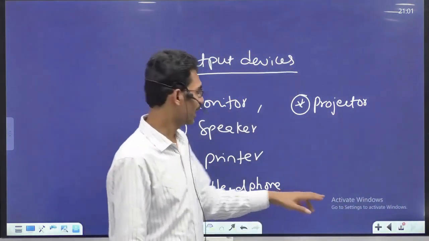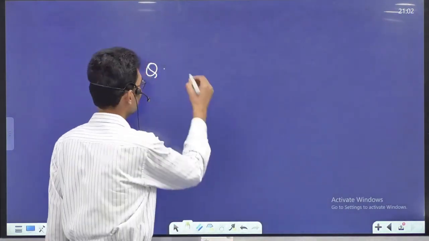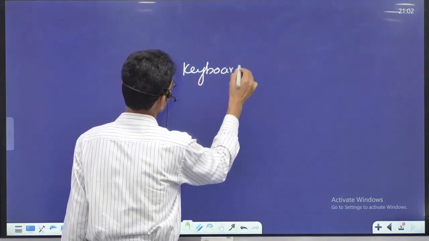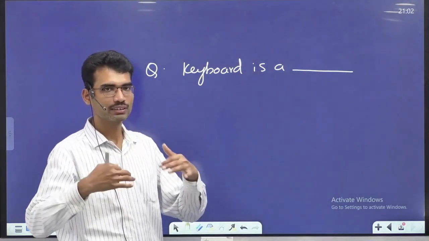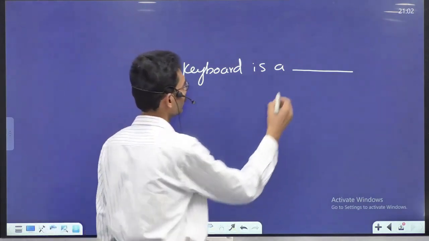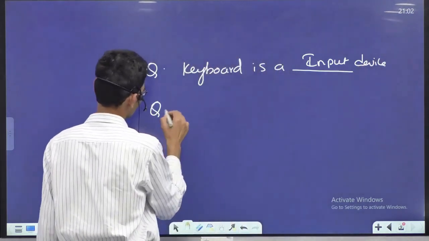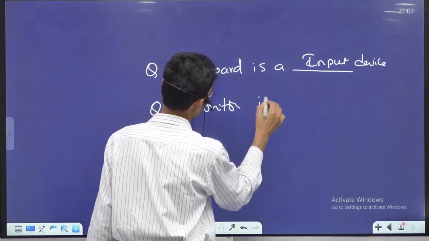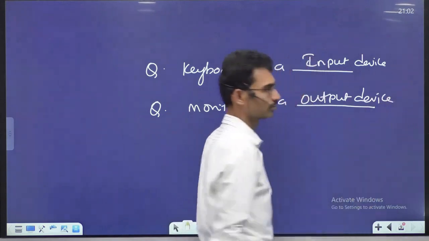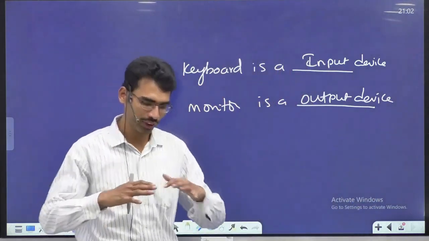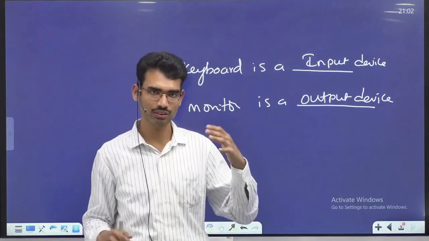Now I will give you the question. You can have some idea how questions will come. Keyboard is a dash. Input device, output device, memory size, storage, likewise. Input device. Next question. Monitor is a dash. Output device. Are you getting how questions will be asked? Very fundamental. Questions in computer are going to be at a very, very fundamental level. If you have a broad idea, you'll be able to recognize it.